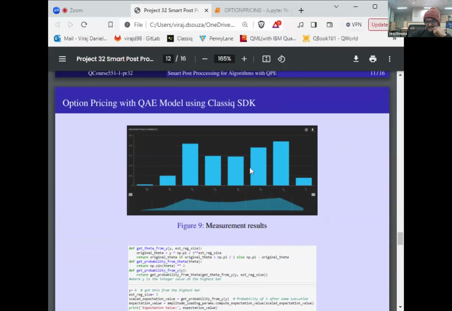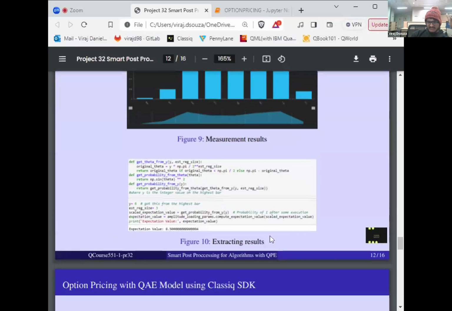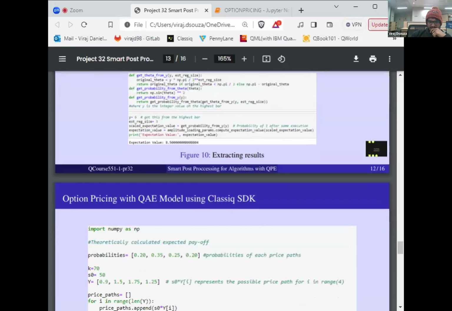So we pick the state with maximum probability as told in slide 1. Here you can see that the peak is at 4 or sometimes at 12, so it doesn't matter which you choose for extracting the results. We call this state Y, either 4 or 12, and we substitute this in the sin square expression we saw earlier. This is what the function here does, and we get the value of E, which is the scaled expectation value. Recall the second equation prepared amplitudes with a scaled version of the payoff, so we get a scaled expectation value, which can be rescaled in this last code block, and we get the value 8.5.